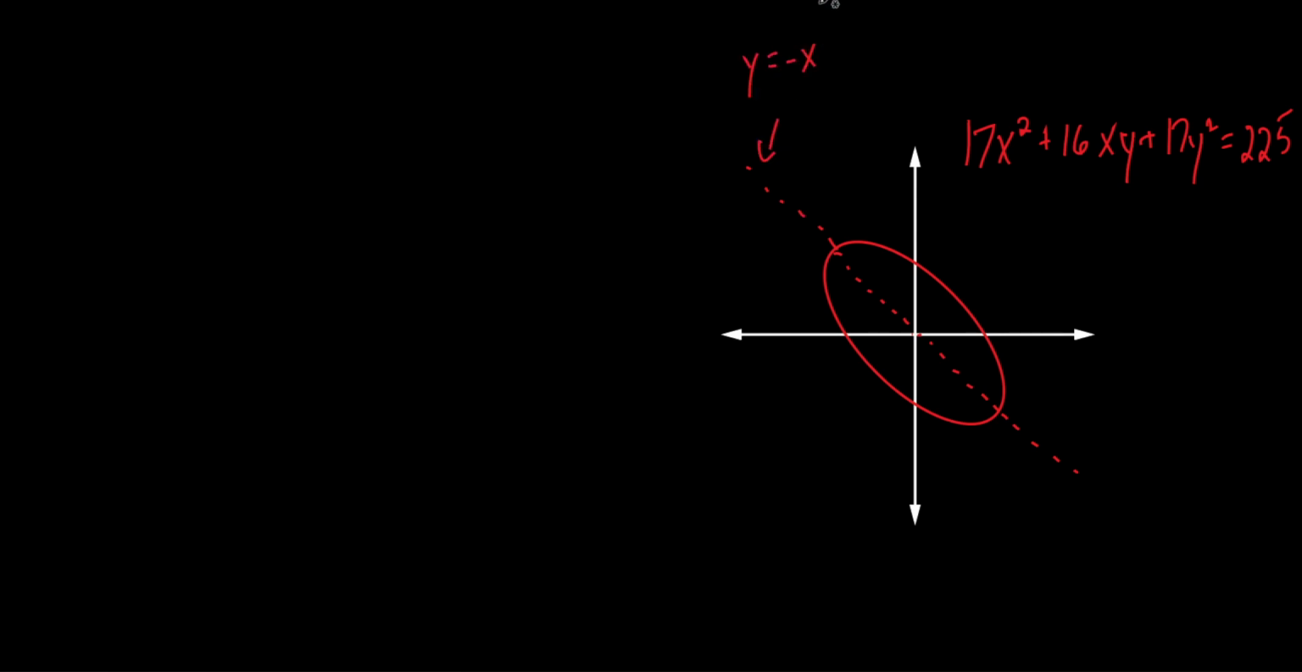That's right. So this is one example. It's not the only example. It's just one example of a line or a graph that's symmetric to what? The line y equals negative x. Symmetric to the line y equals negative x.